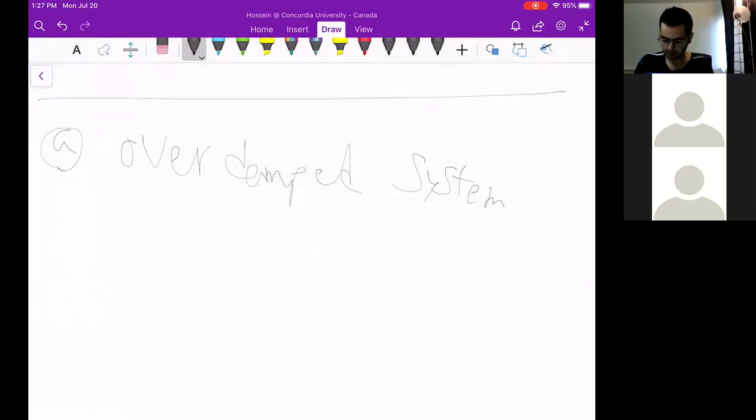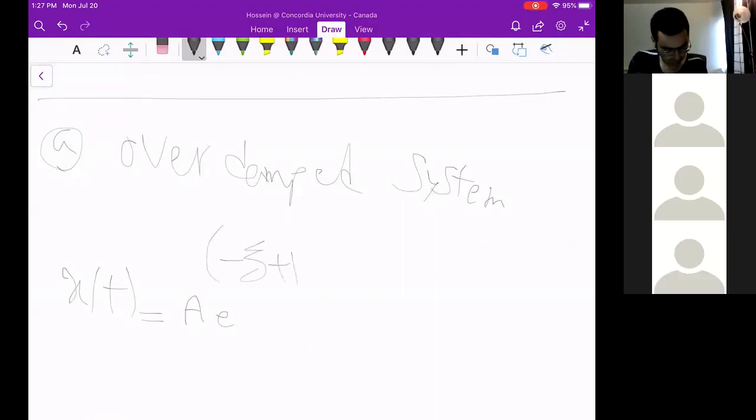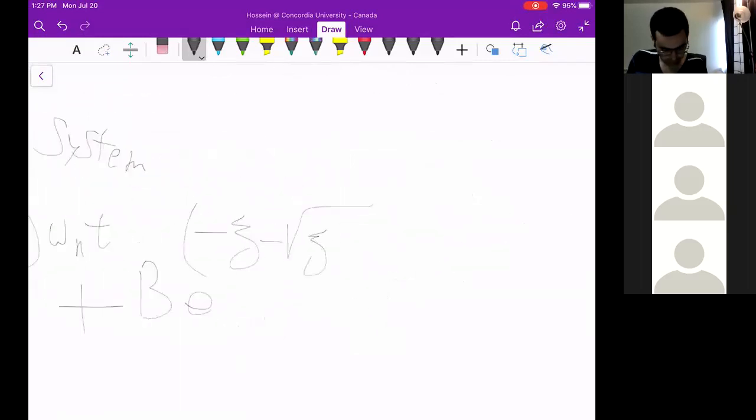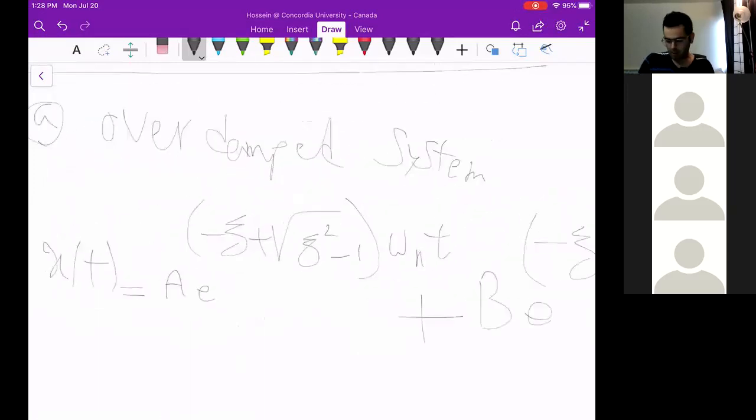For the overdamped case, the response x of t can be written as A multiplied by e to the minus zeta plus square root of zeta squared minus 1 times omega n t, plus B times e to the minus zeta minus square root of zeta squared minus 1 times omega n t. This is the response for a free vibration due to initial condition.